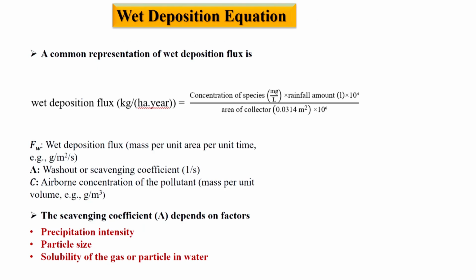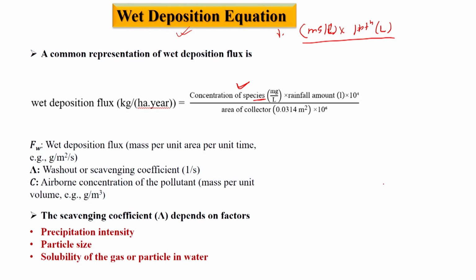This is very important. On the other hand, if you have to calculate wet deposition flux, the concentrations are in milligram per liter, because they are in the aqueous solution phase. So you have a concentration of species in milligram per liter, and you measure the precipitation, how much precipitation happens, in liters or milliliters.